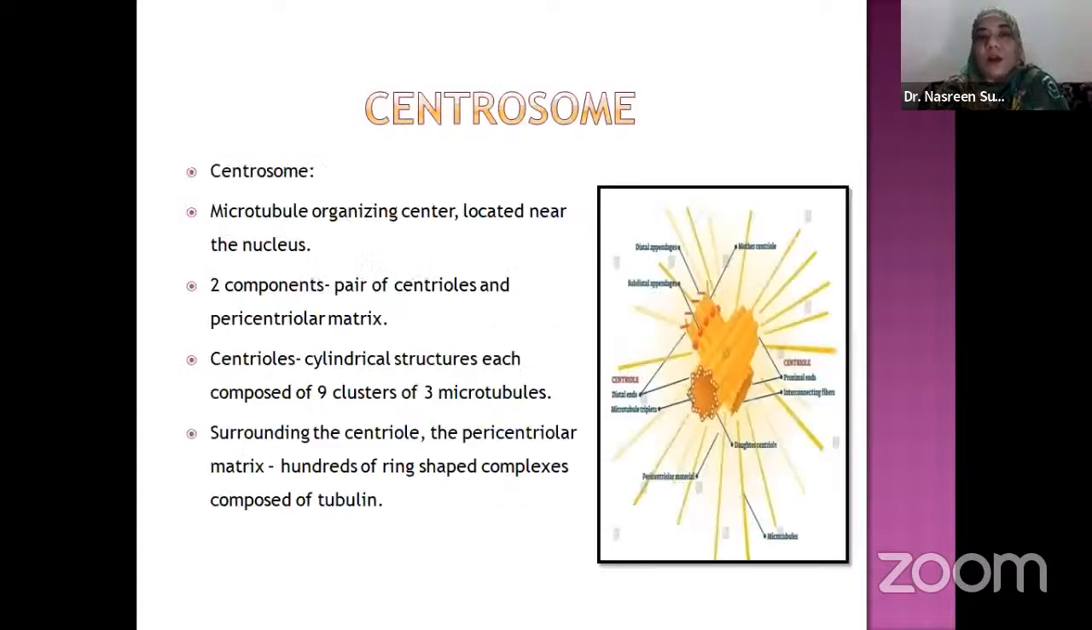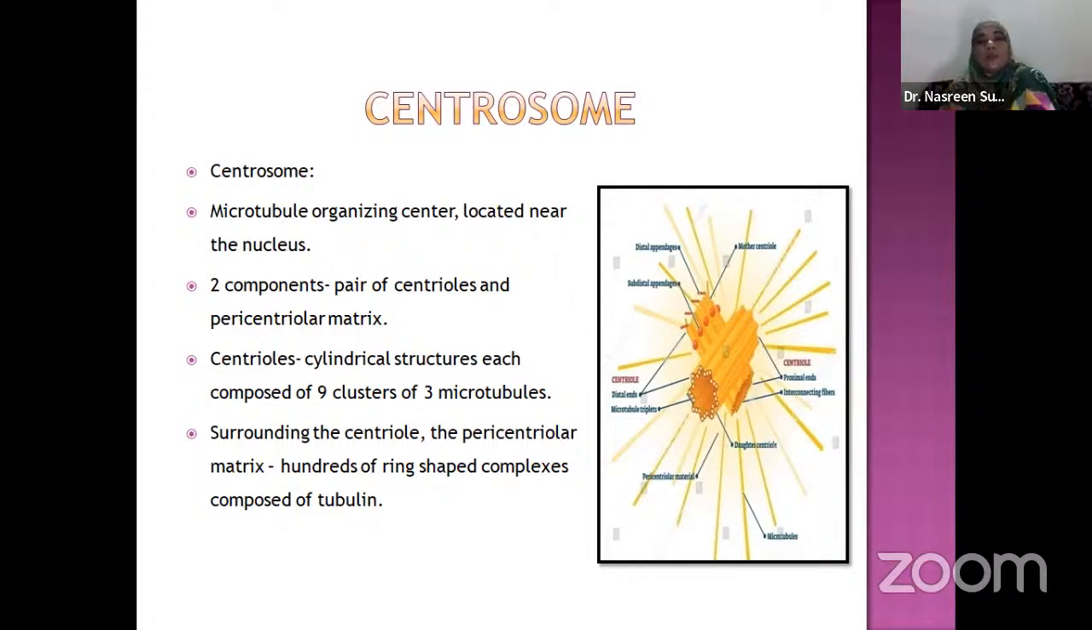Now coming to the first organelle we are going to discuss, the centrosome. The centrosome is nothing but the center for microtubule organization, and it is located near the nucleus. Why? Because these microtubules are involved in cell division, right? So this is present near the nucleus, and this centrosome mainly consists of two parts.